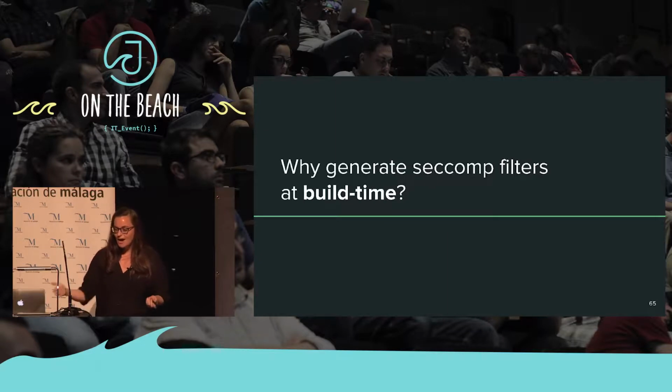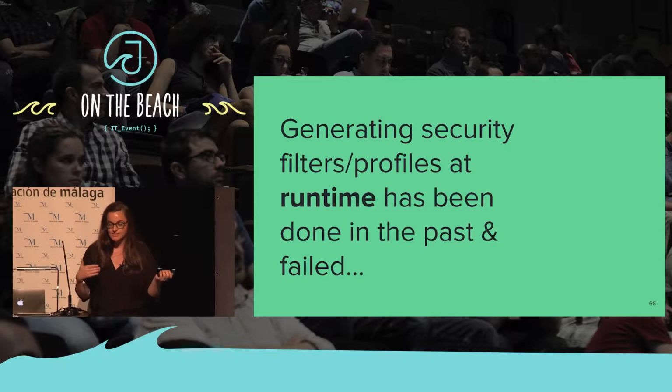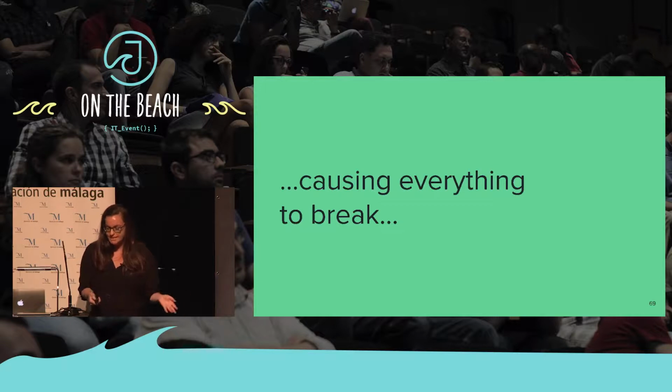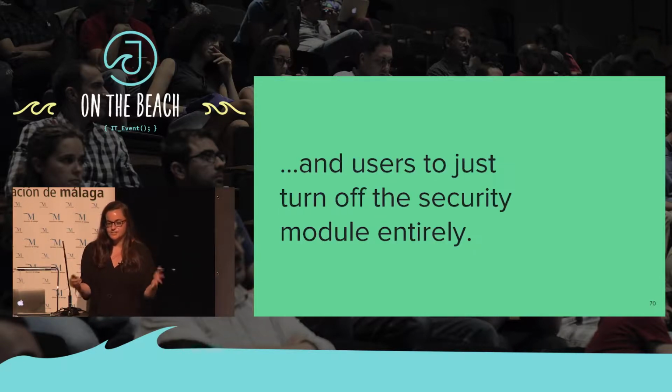So why generate the Seccomp filters at build time? A lot of people usually do this at runtime, and it's been done in the past over and over again, and it's just not good. Something is always missing when you do this because, who has 100% test coverage, who actually does all the things that their app is going to do? When you're doing it at runtime, it's never going to catch literally all your code and all those little edge cases. So something will break, which then causes your users to just turn it off entirely.